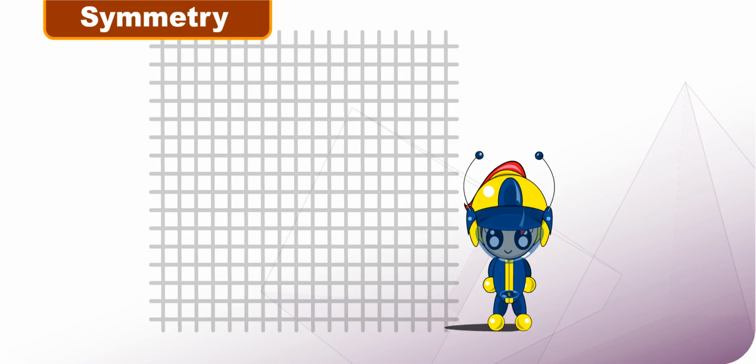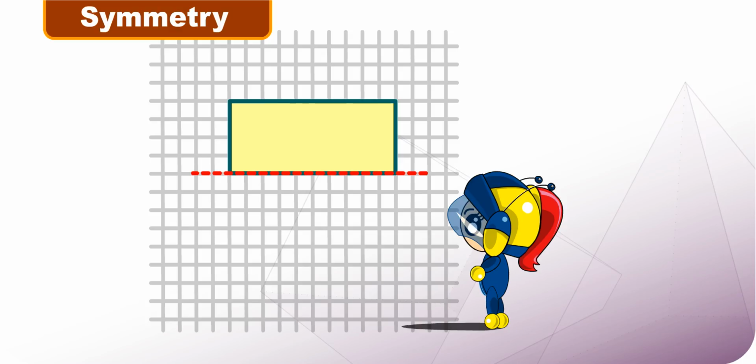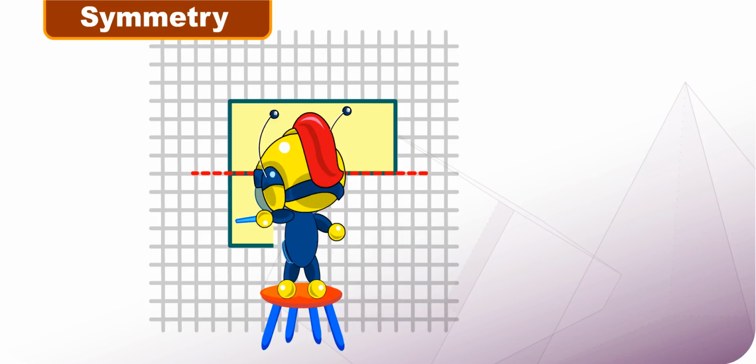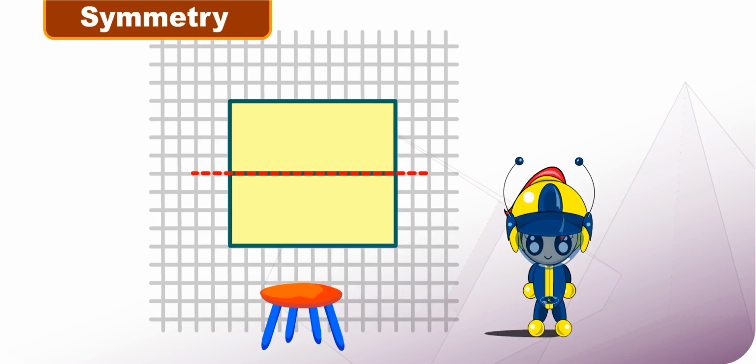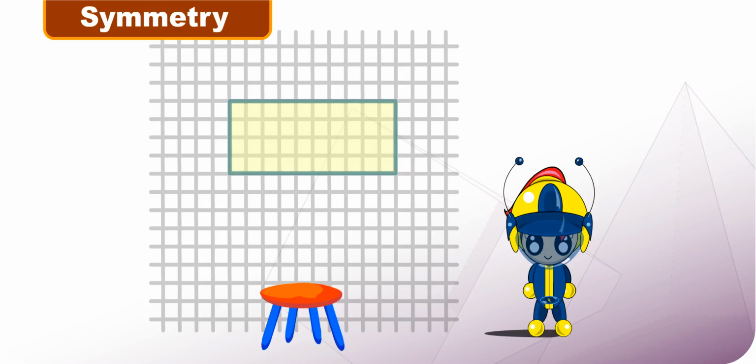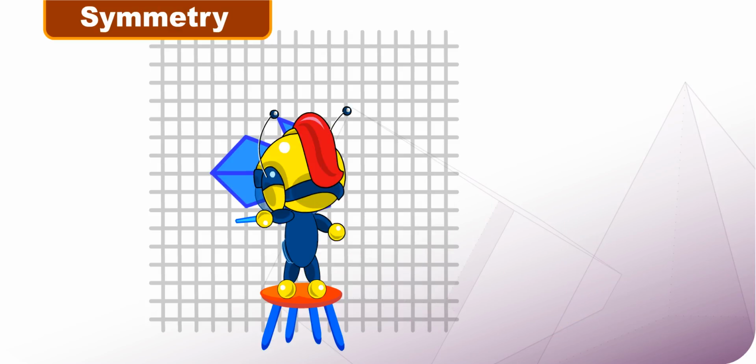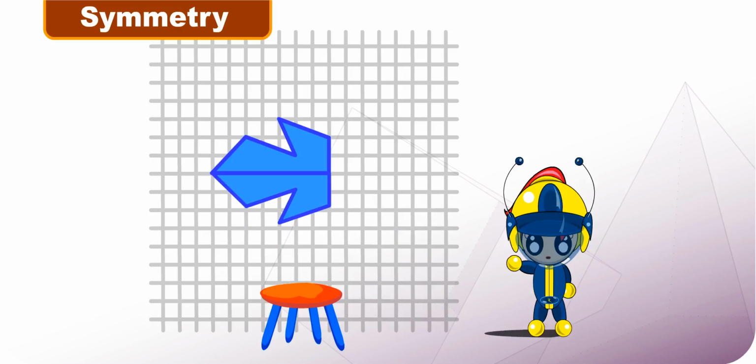This time you need to complete a symmetric figure. Look at this rectangle. If it is only a half of the figure, can you draw the other half of it using this line as the line of symmetry? Okay, let me try. Am I correct? Very good, Turbo Girl. What about this figure? Can we draw a symmetric half for this figure too? Yes, I can use the squares as guides. Very good, Turbo Girl.